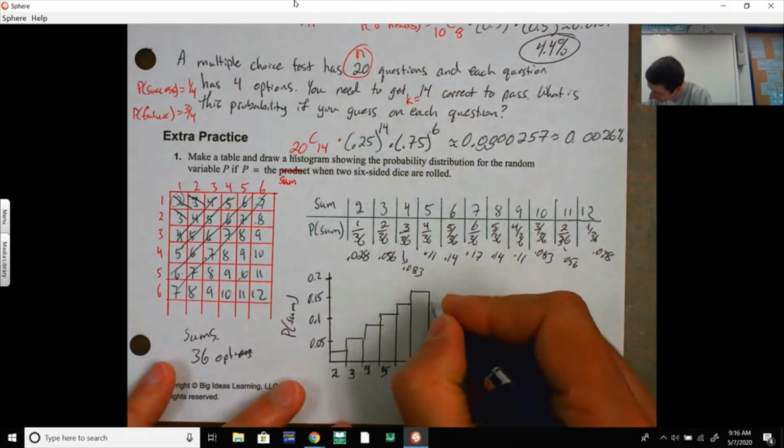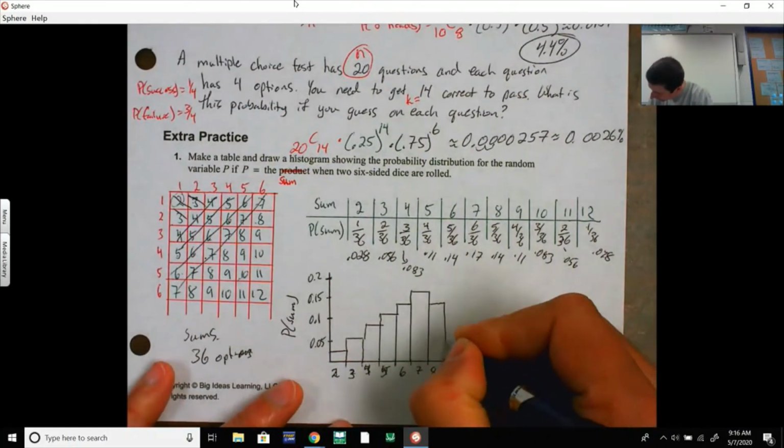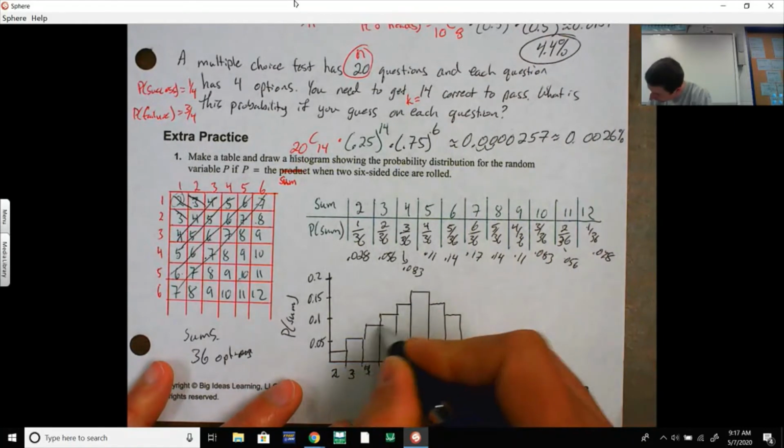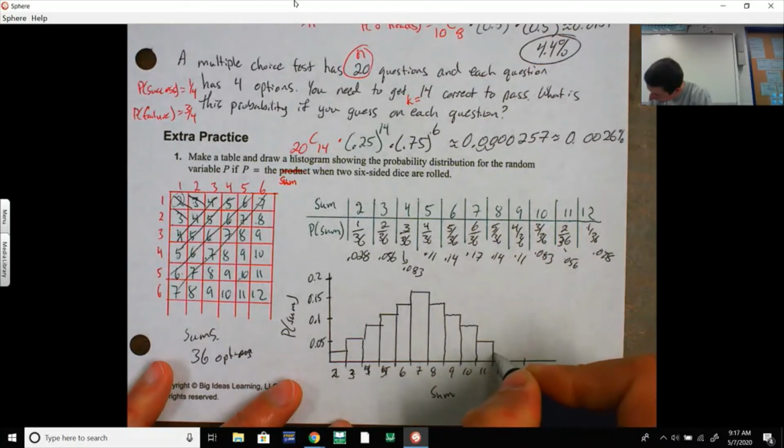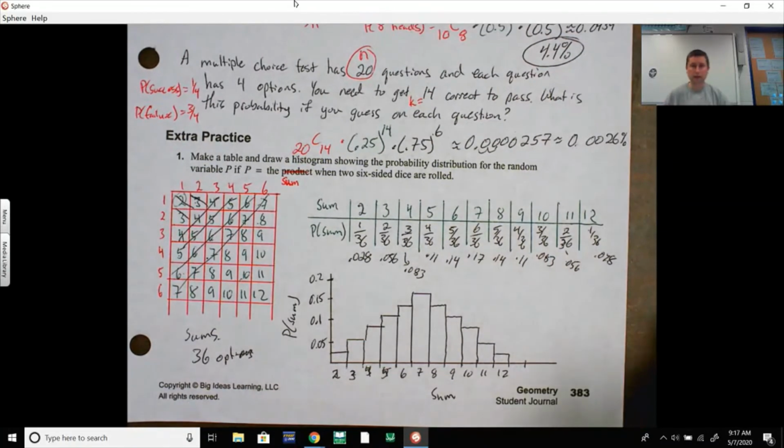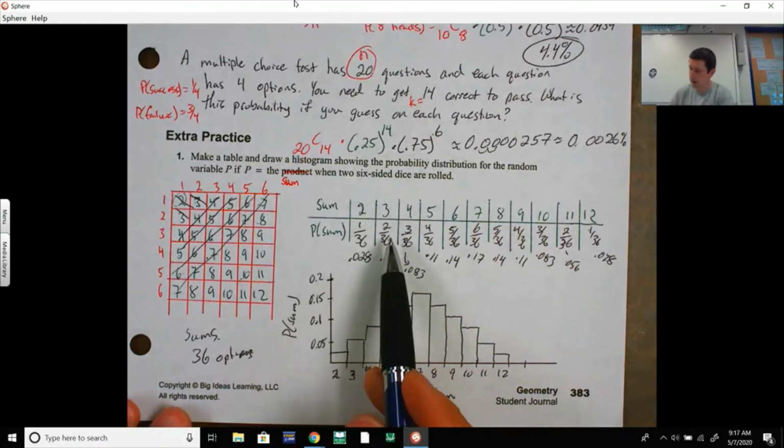Okay, 8, we start going back down. Let's speed this up a little bit. It's 8, 9, and it's symmetric. This is a good binomial distribution. Okay, so there's your histogram, there's your probability distribution, and your histogram.